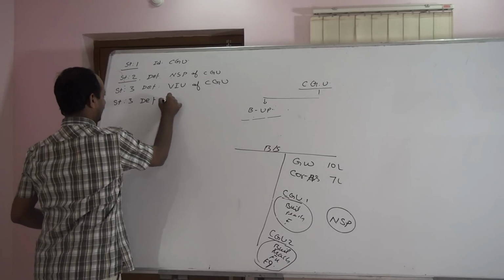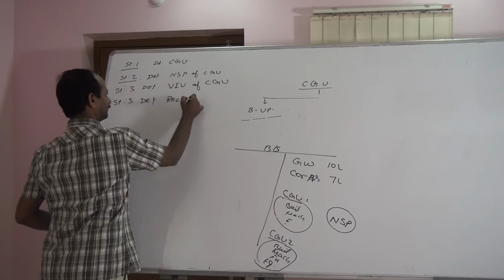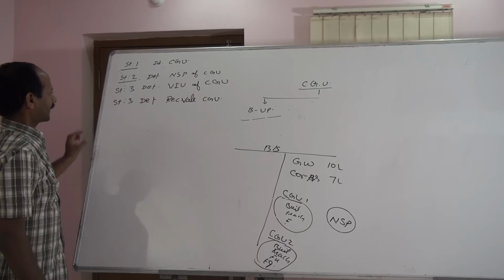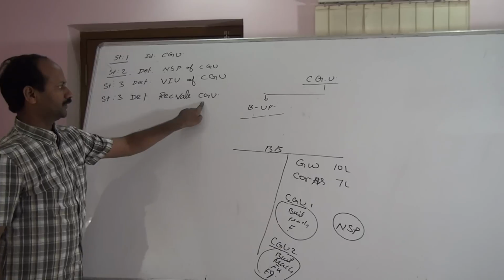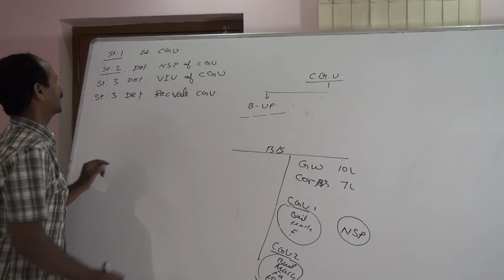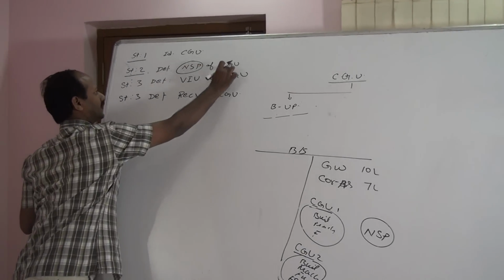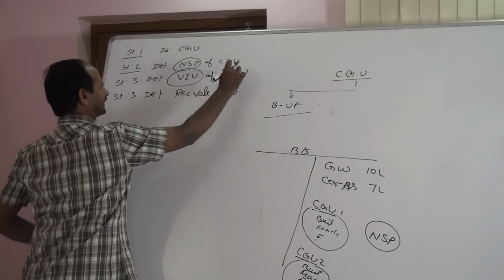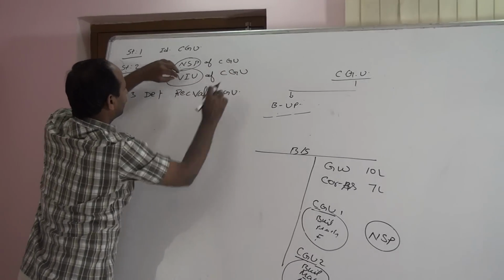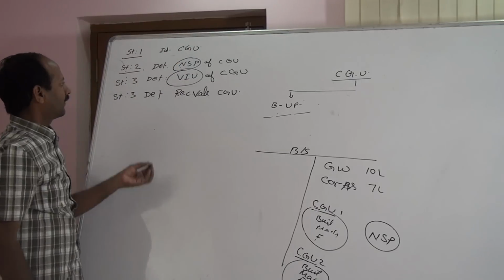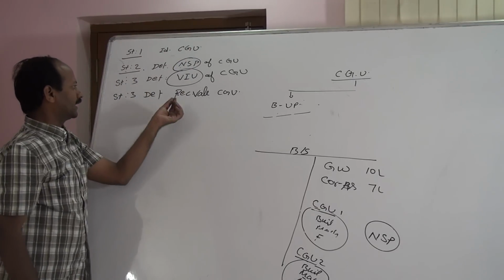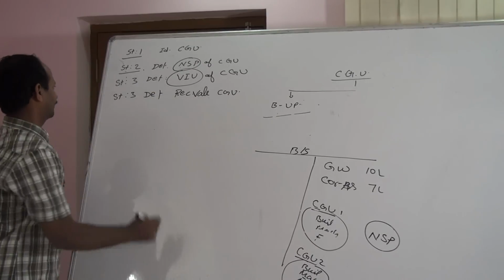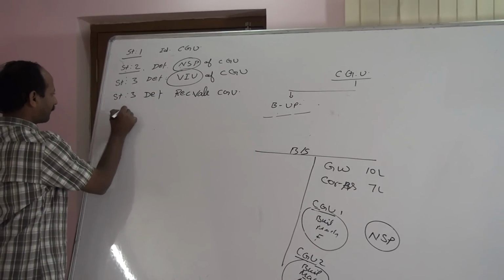Determine the recoverable value of this CGU. For the recoverable value of this CGU, the formula will be the net sale price of this CGU or the value in use of this CGU, whichever is higher. Whichever is higher is nothing but the recoverable value of the CGU. Step 4.